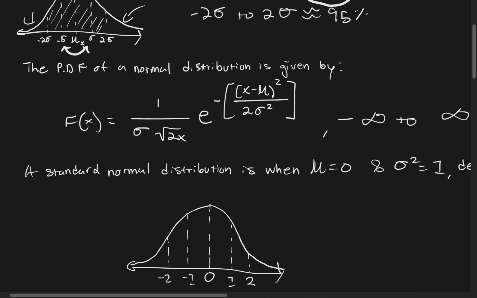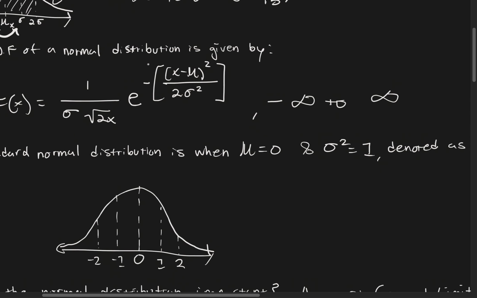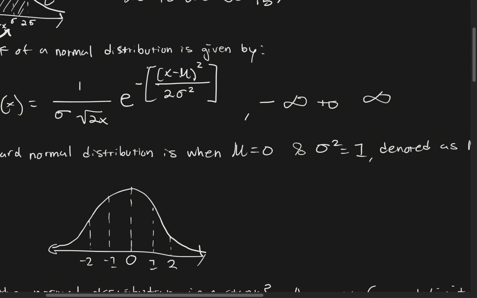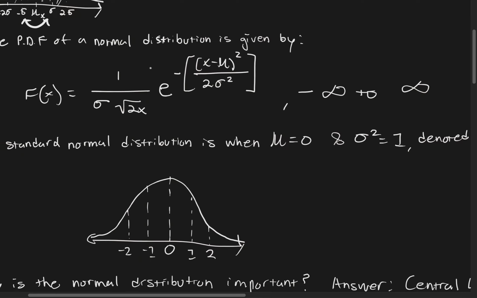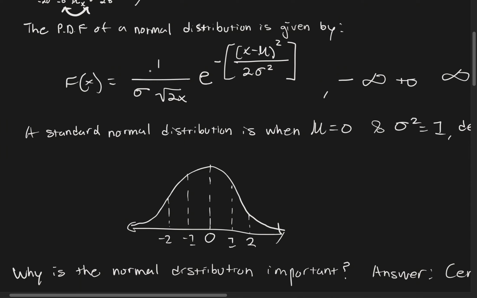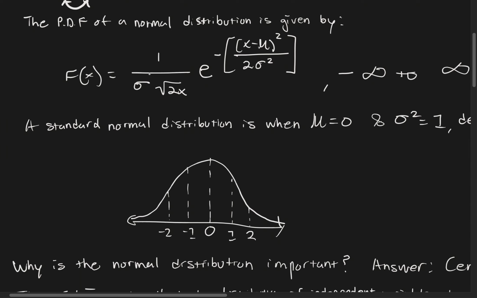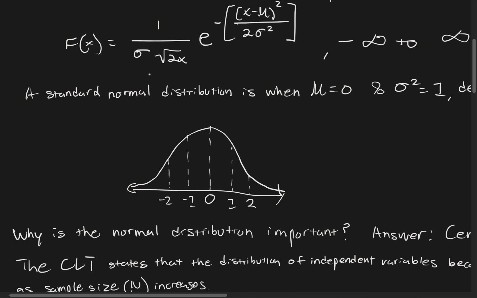The probability density function of the normal distribution is given by this formula right here, given that the range is from -infinity to infinity, because theoretically any random variable can be placed at a very large or very negative value. But this formula, we're never going to actually plug in numbers to find what the normal distribution actually is.